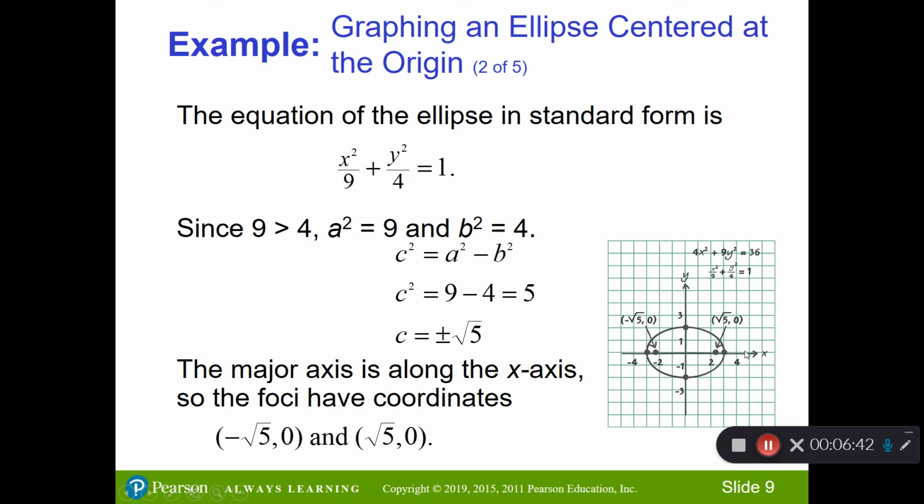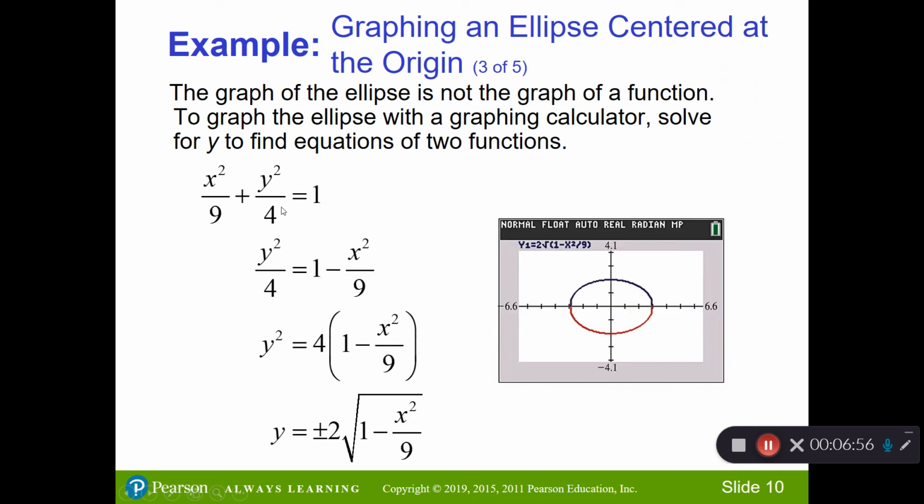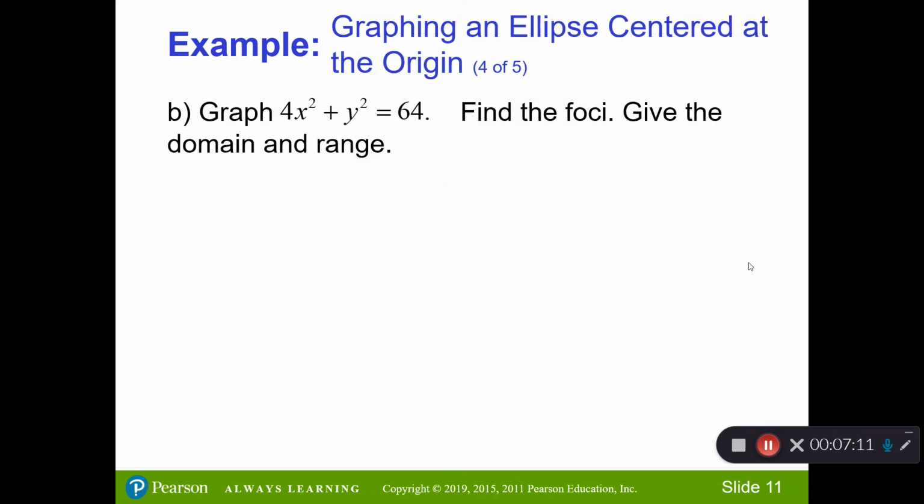Notice the domain goes from -3 to +3, and the range from -2 to +2. The x's and the y's. All right. So to graph it with my calculator, I first have to take this equation and solve for y. So here are my math steps to do that. Notice that when I get the y squared by itself, I then have to square root both sides and I get a plus or a minus. I'm going to have to put in 2 separate equations, a plus and a minus, to generate the full graph of the ellipse.